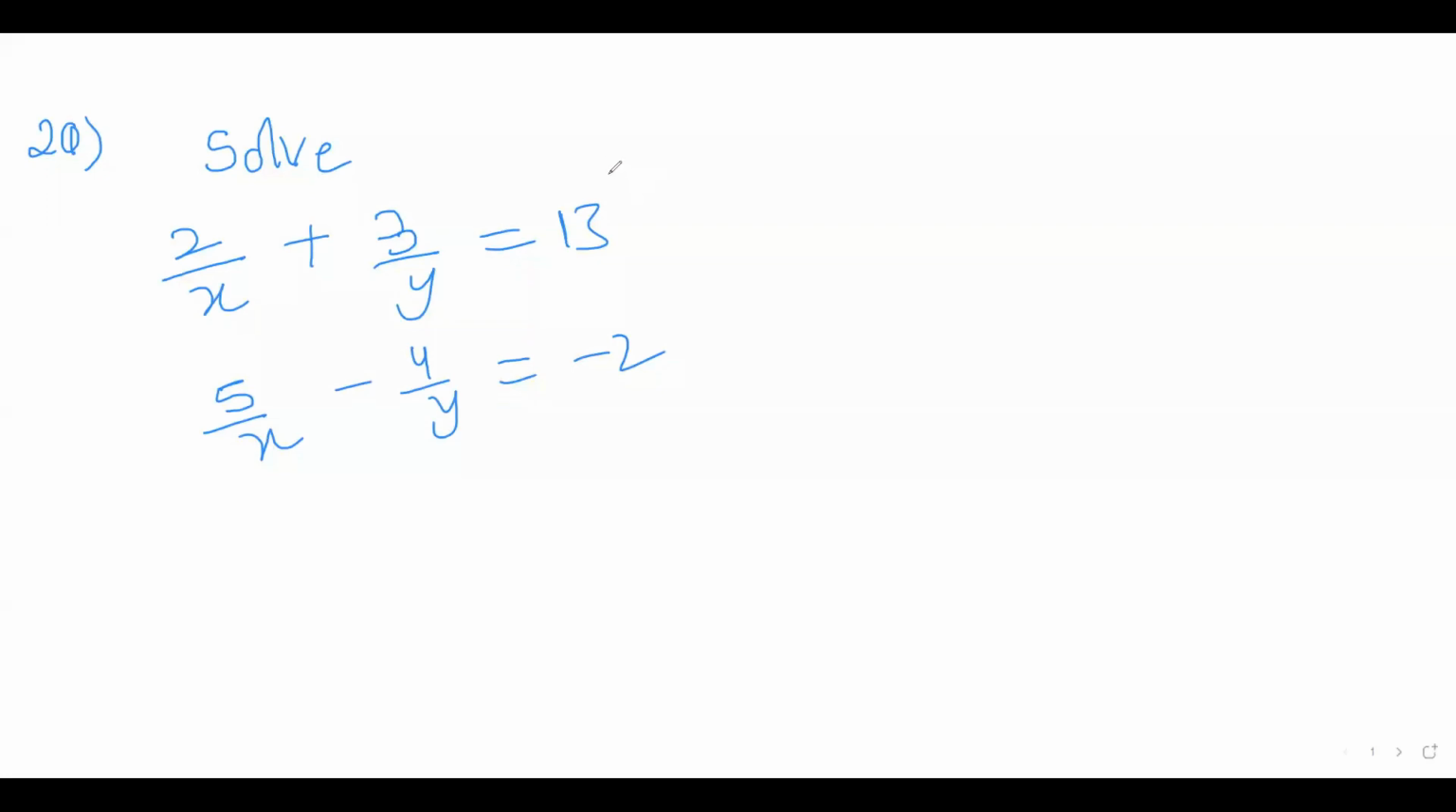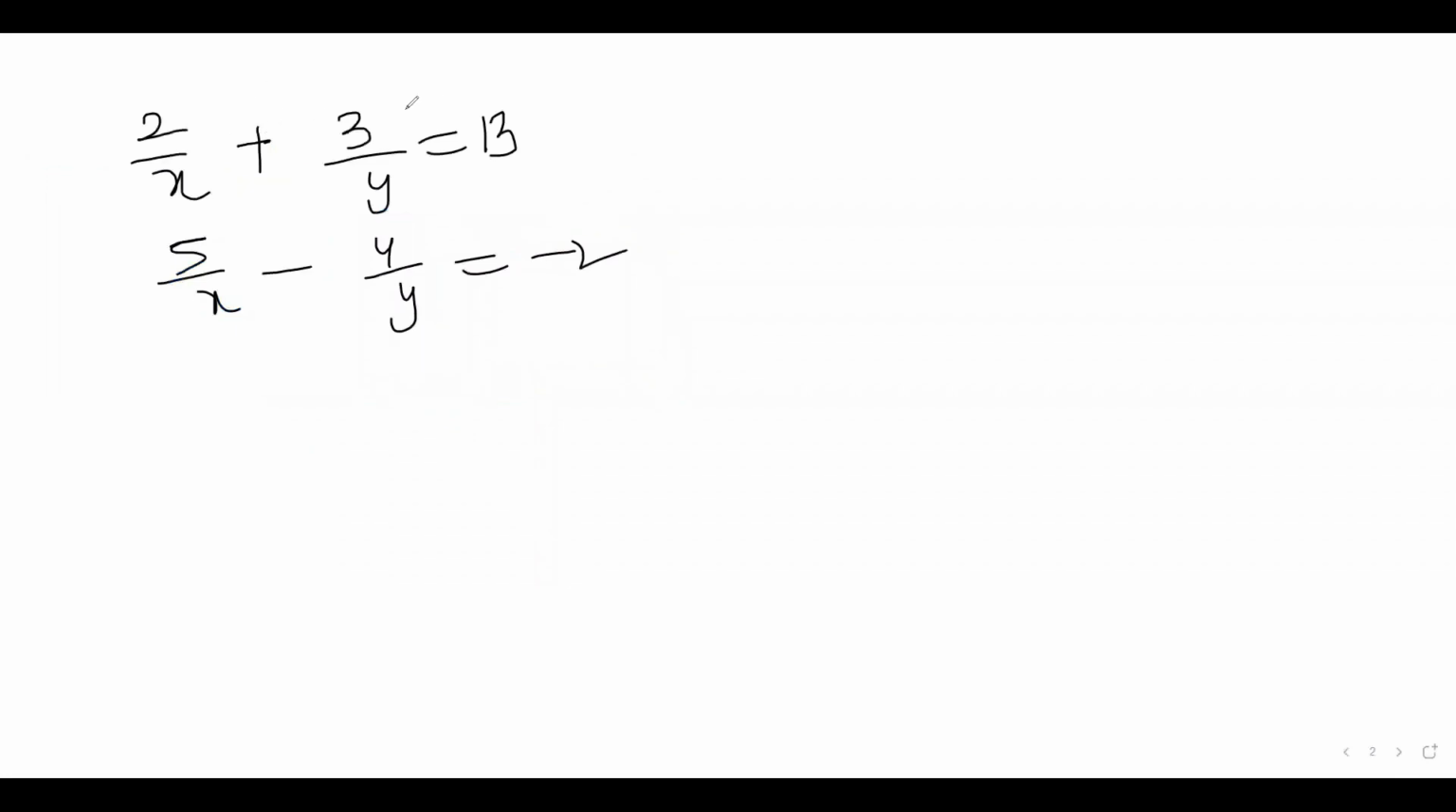We can solve these two equations directly by elimination method. No need to convert into A and B. This is second method. In second method, you will take both the equations and try to make equal coefficients. So I am going to multiply first equation with 4 and the second equation with 3.